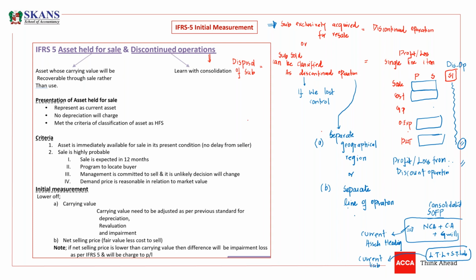What will be the name in assets held for sale? Usually the name would be disposal group held for sale. Same name for the liabilities, same name for the assets. Disposal group held for sale. Is that okay, guys?